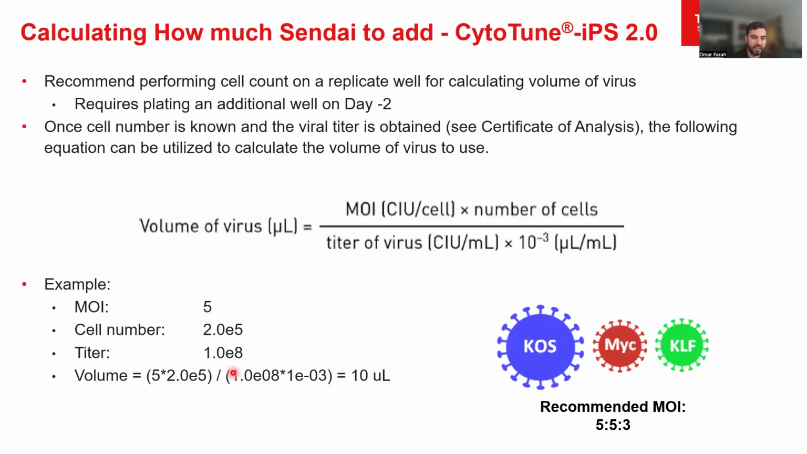And so based on that, we know, in this example, we have to add 10 microliters of the KOS vector into our media. And then we repeat this for each of the other vectors, making sure to add the correct amount of volume from each of those vectors to the same cells, right? Because you want the same cell to be exposed to all 3 vectors in order to initiate reprogramming.